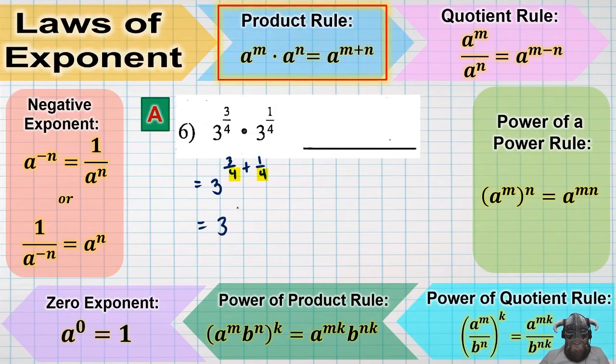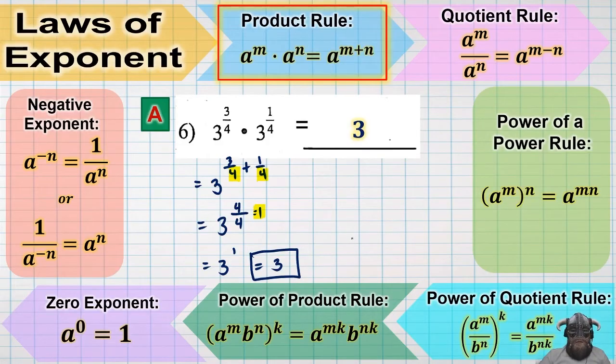So, 3 raised to, yan, 3 plus 1 is 4. That will be equal to 4 over 4. So, 4 over 4 will just be equal to 1. Therefore, equal to 1 lang yan. 4 divided by 4. So, our answer will just be 3 raised to 1. In other words, pwede natin tanggalin yung exponent na 1. And so, our answer will just be 3. Okay, tama. So, number 7 naman tayo.